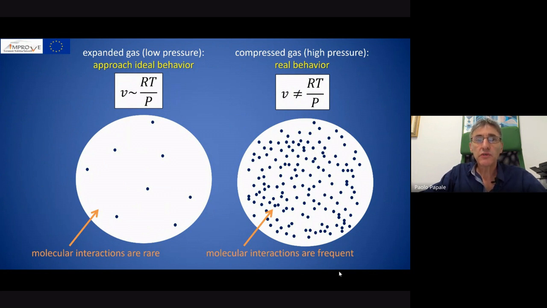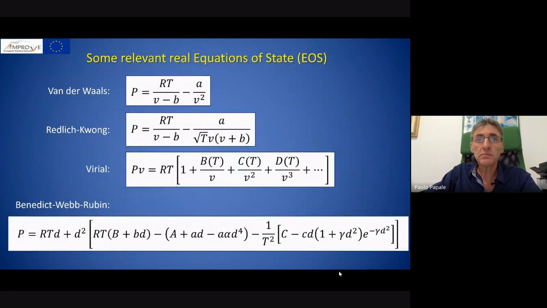Such huge efforts by legions of scientists have produced several real equations of state, often indicated by their acronym EOS. Such EOSes aim at including the relevant effects of molecule interactions, and they present themselves as modifications of the ideal equation of state by inclusion of additional terms that have the scope of accounting for such real effects.